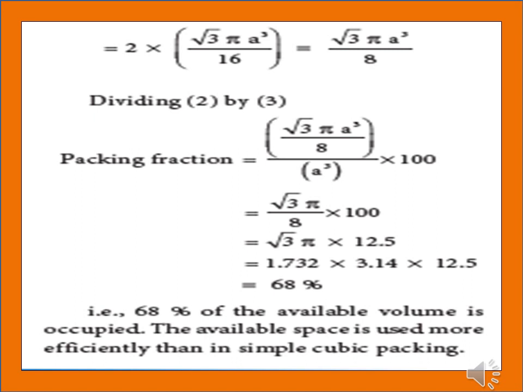Already we know that the number of atoms per unit cell in the BCC lattice is 2. So multiplying 2 into root 3 pi a cube by 16, you will have root 3 pi a cube by 8. And we know packing efficiency is nothing but the total volume occupied by spheres by the volume of the cube into 100. So when you divide and simplify, you get 68%. That means 68% is available for the spheres to occupy, and the remaining 32% is empty. And this BCC arrangement is more efficient than simple cube packing.